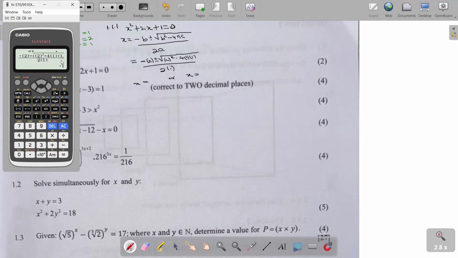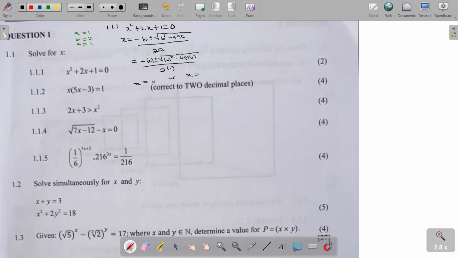We are getting a negative 1. Then go and change our sign there so that we put a positive here. We are getting a negative 1. So conclusively, we are going to have our x equal to a negative 1, or our x equal to a negative 1.